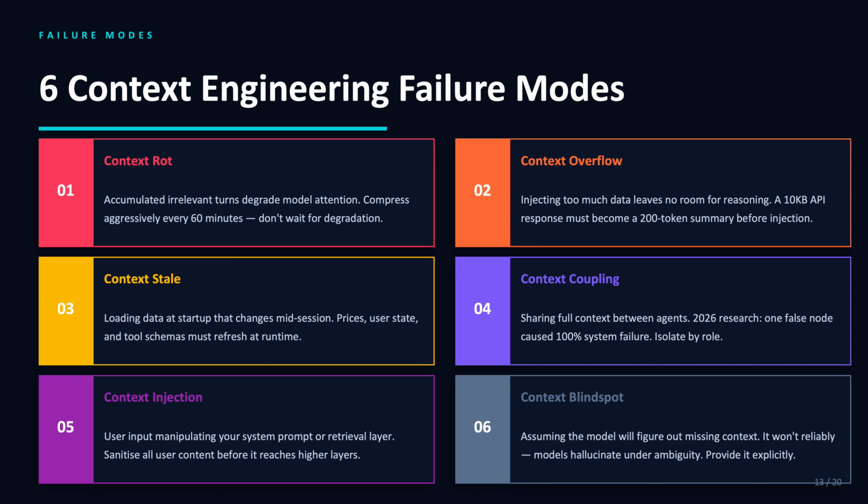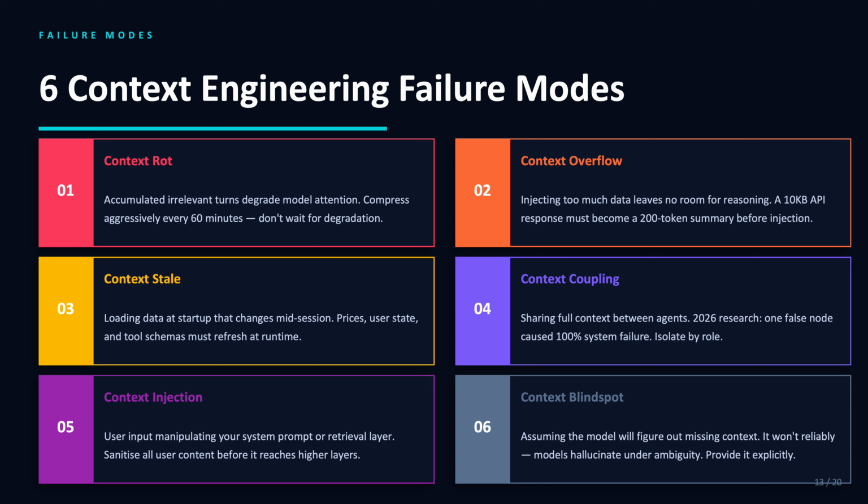Context coupling. 04. In purple. Sharing full context between agents in a multi-agent system. We just saw the 2026 research on this. One false node caused 100% system failure. Isolate contexts by role. Build explicit trust boundaries between agents. This is not optional.